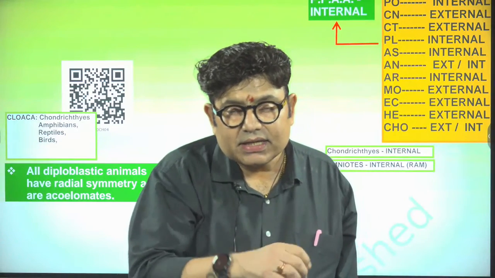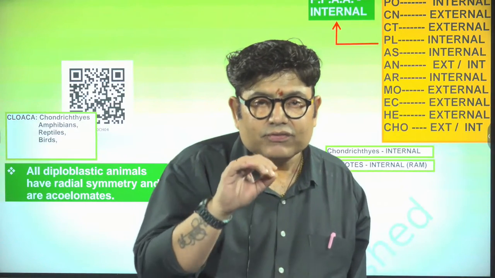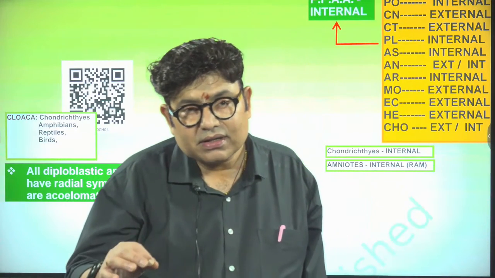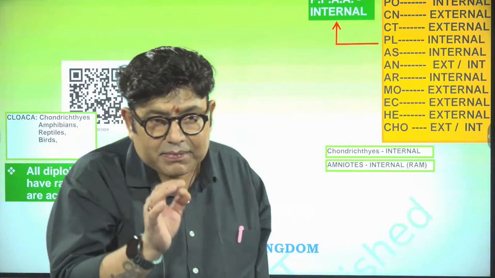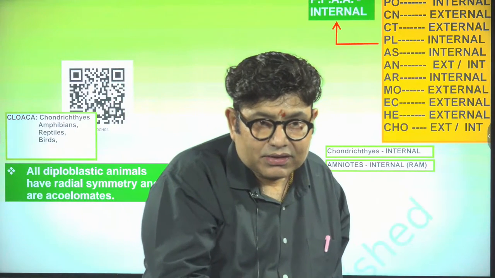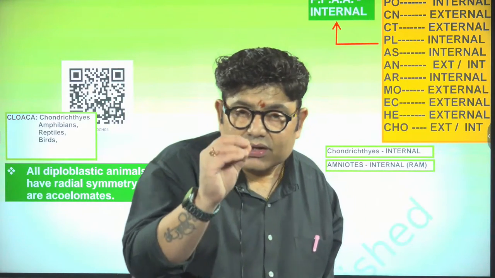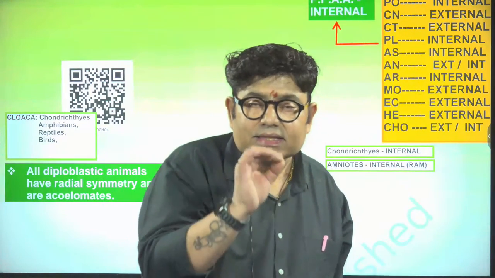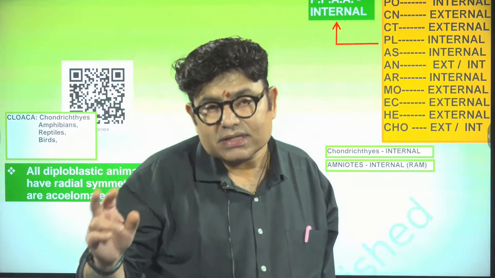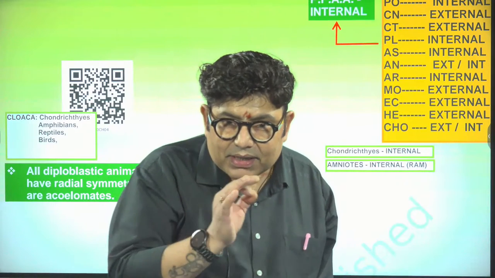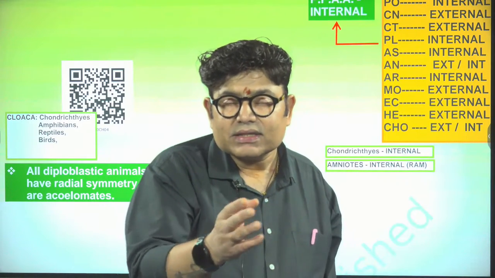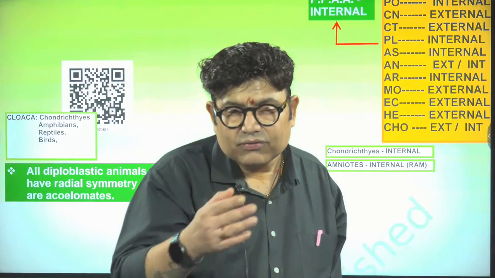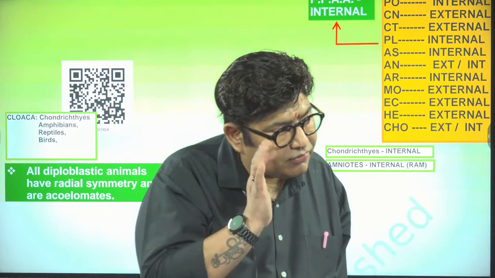So please understand, if a question comes asking which of them have primary radial symmetry, you cannot answer Echinodermata. Echinodermata has secondary symmetry, which is radial. For primary radial symmetry, you will answer Cnidaria and Ctenophora. Okay, very good.